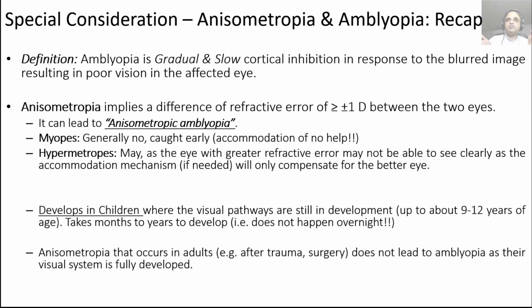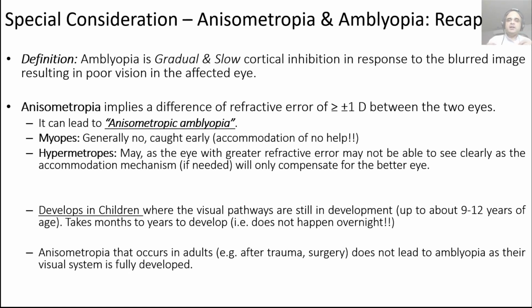So it develops in children. It only develops in children where the visual system is still in development and malleable, between 9 and 12 years of age, closer to 9 as compared to 12, but let's keep it in a range between 9 and 12. And it takes months to years to develop. It will not develop overnight. So it does take a little bit of time.